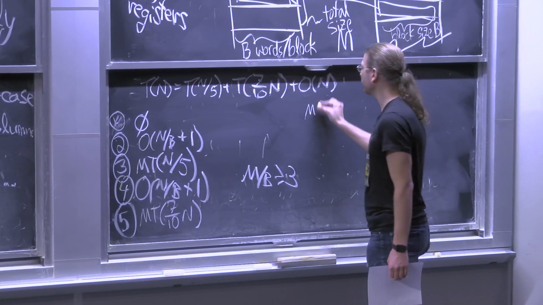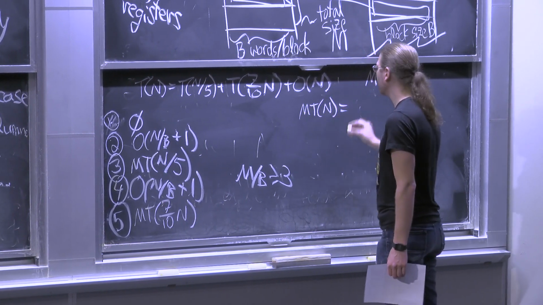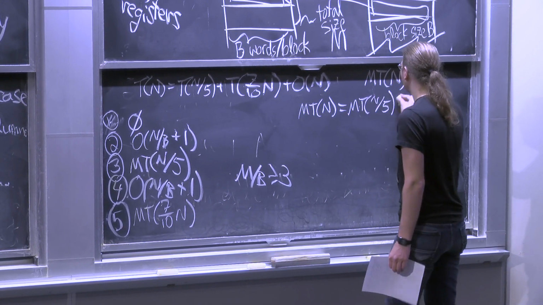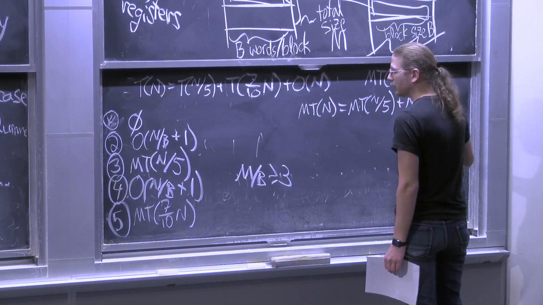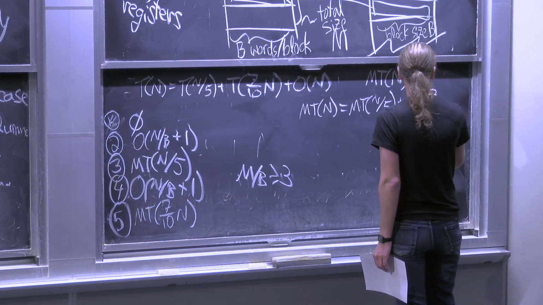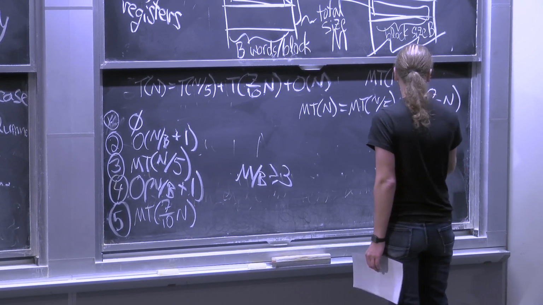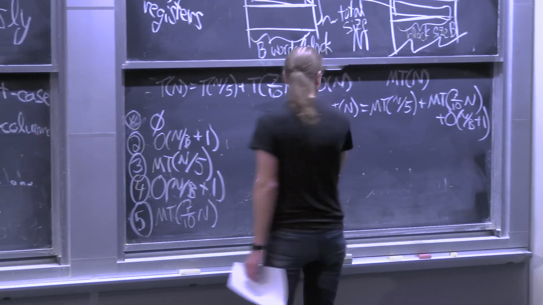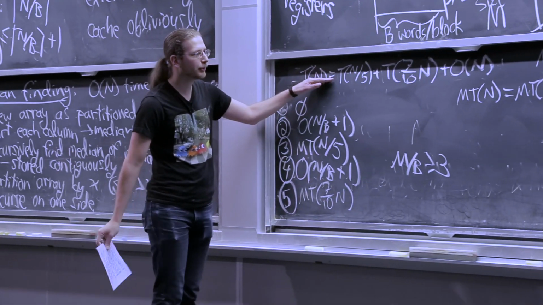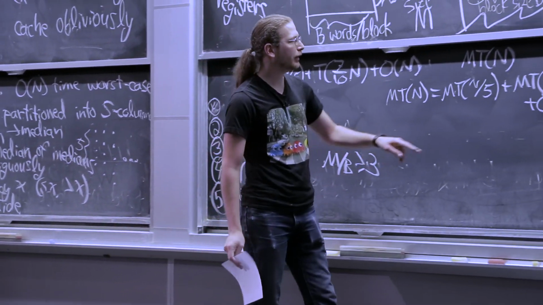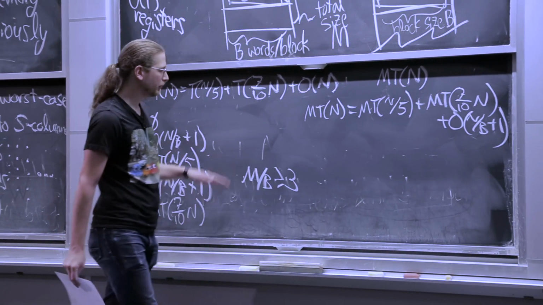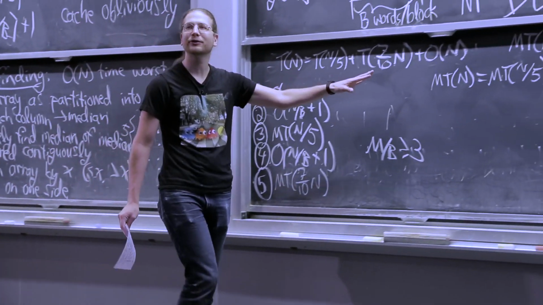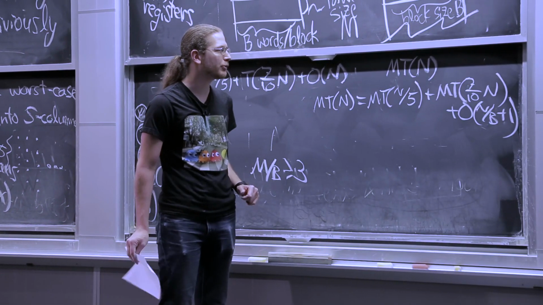OK, so I get a new recurrence, which is MT of n is MT of n over 5 plus MT of 7/10 n plus n over b plus 1. This analysis feels very empty. Plus n over b. Sorry, bad joke. OK, so basically the same recurrence, but now n over b plus 1 for what we're doing here. OK, but I had to change the algorithm a little bit for this recurrence to be correct, for it to correctly reflect number of memory transfers.